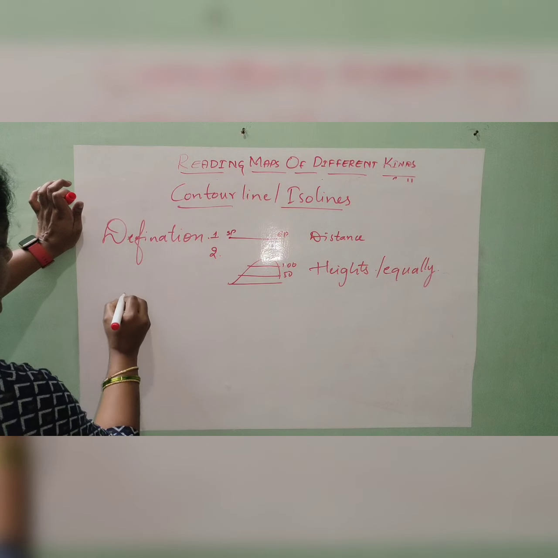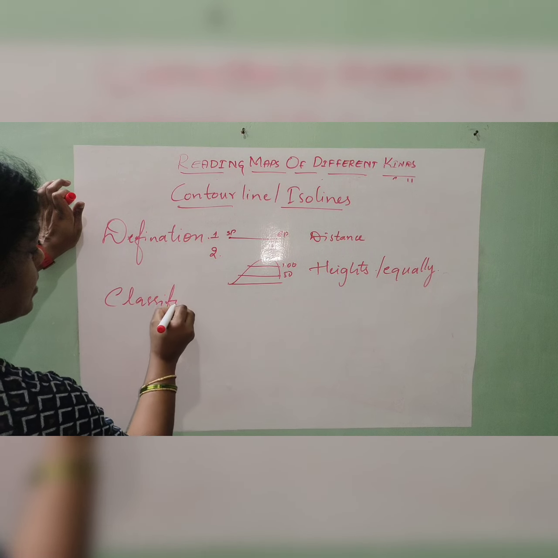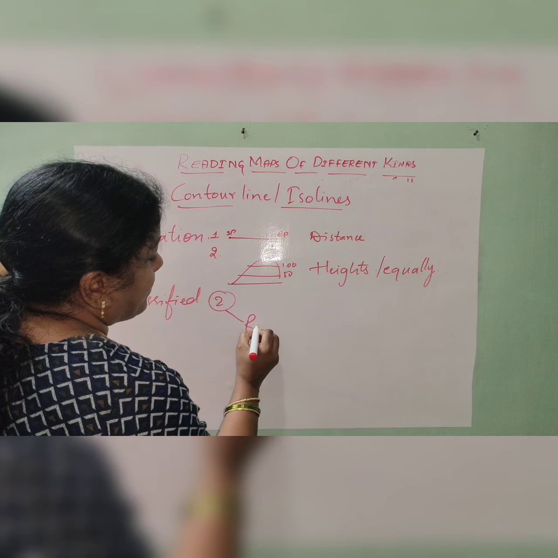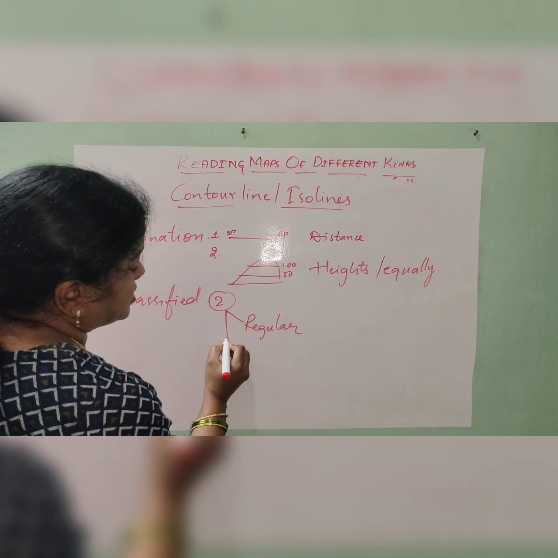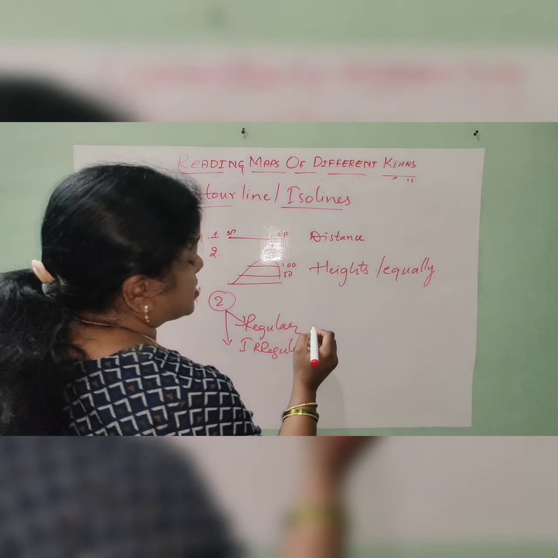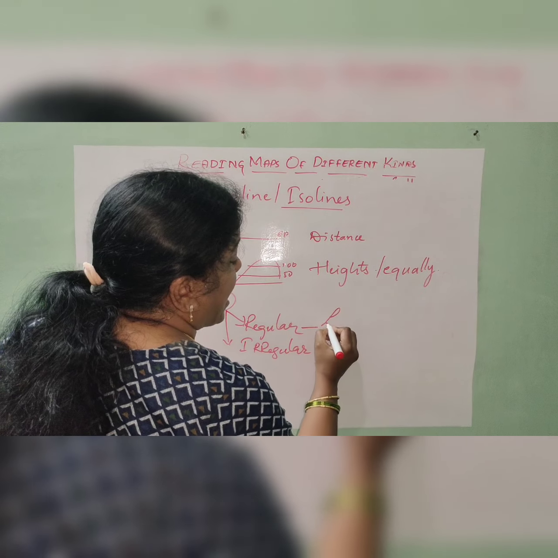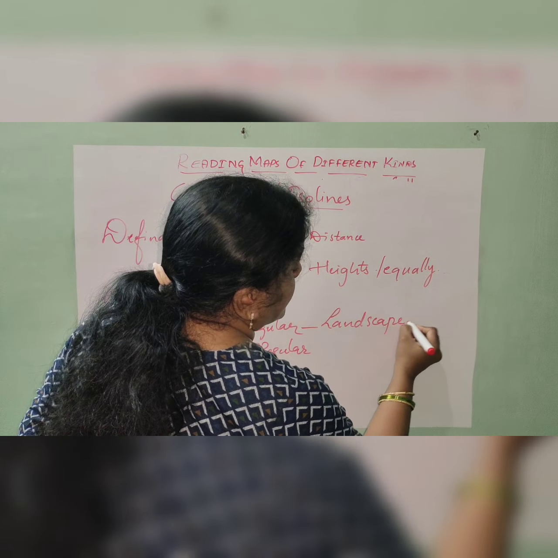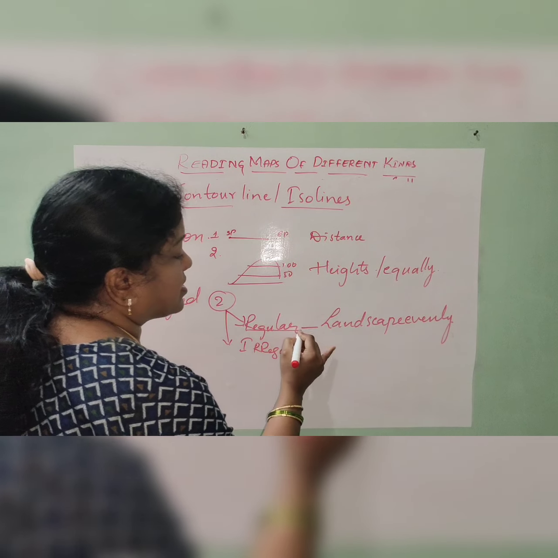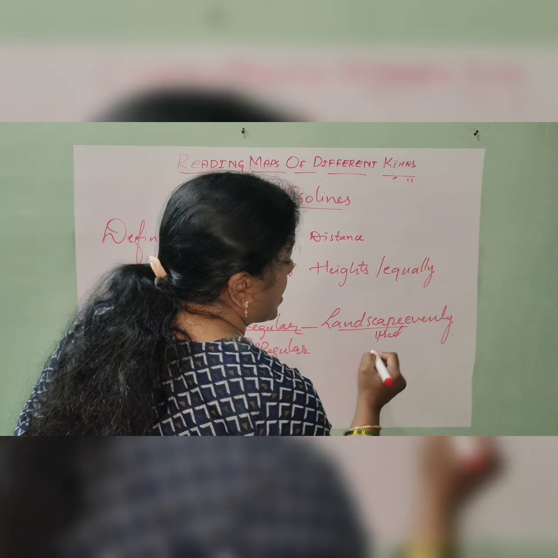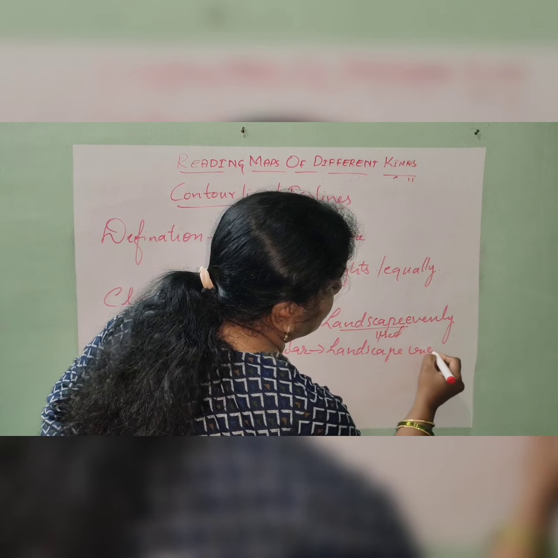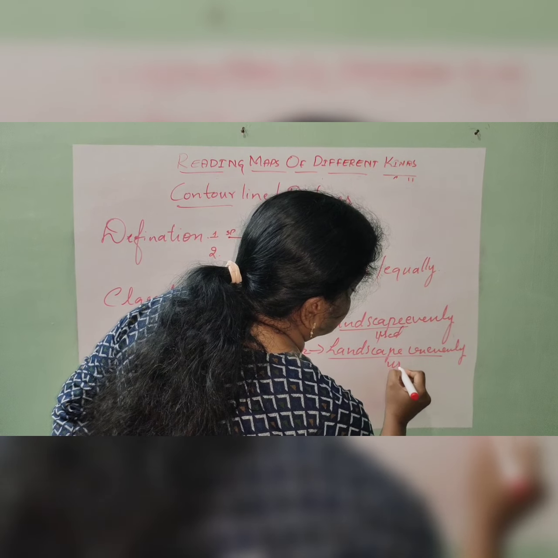These contour lines are again classified into two types, children. One is regular and the other is irregular. What are regular contour lines telling us? When the landscape is distributed evenly, regular contour lines are used. Whereas when the landscape is distributed unevenly, irregular contour lines are used.